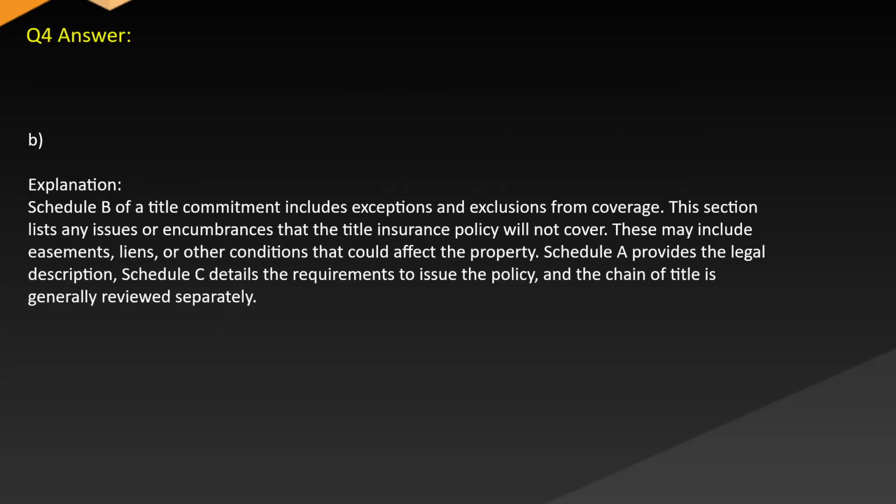Answer. B. Explanation. Schedule B of a title commitment includes exceptions and exclusions from coverage. This section lists any issues or encumbrances that the title insurance policy will not cover. These may include easements, liens, or other conditions that could affect the property. Schedule A provides the legal description. Schedule C details the requirements to issue the policy, and the chain of title is generally reviewed separately.